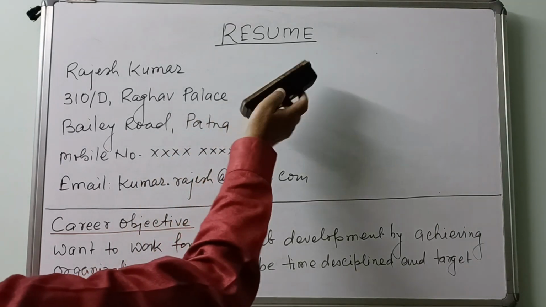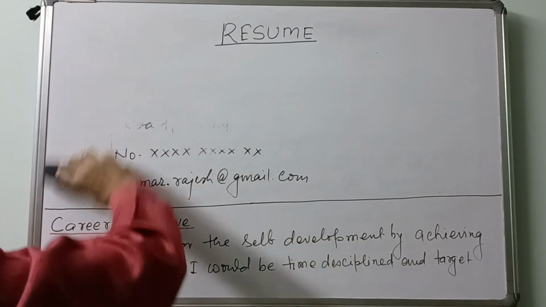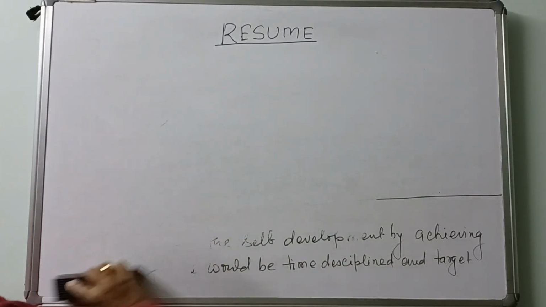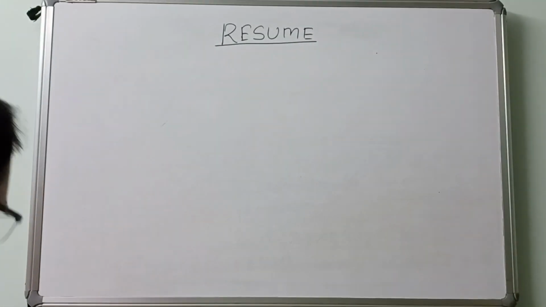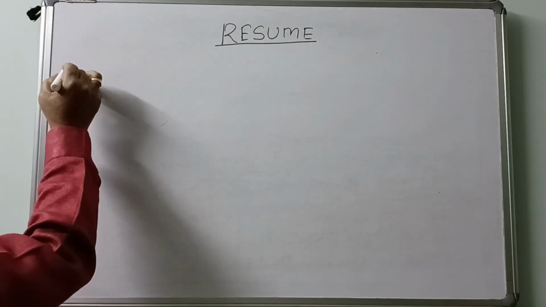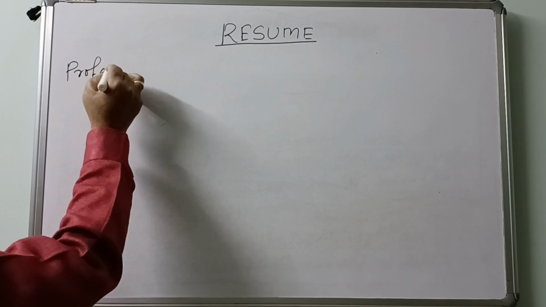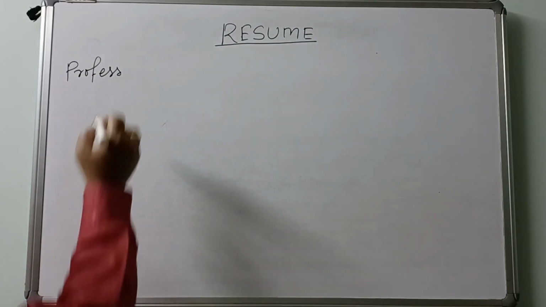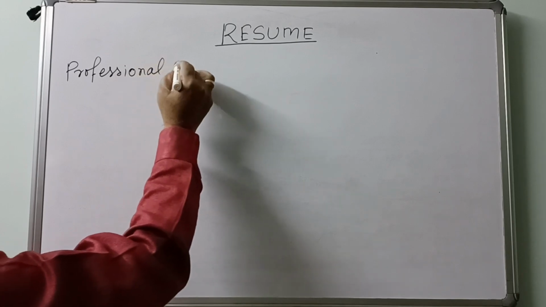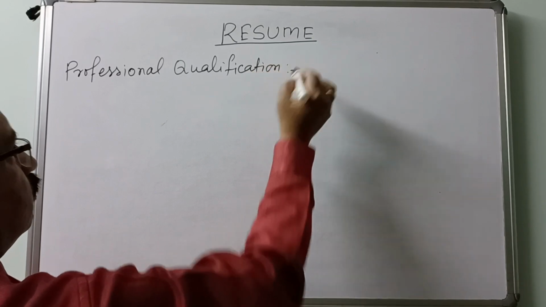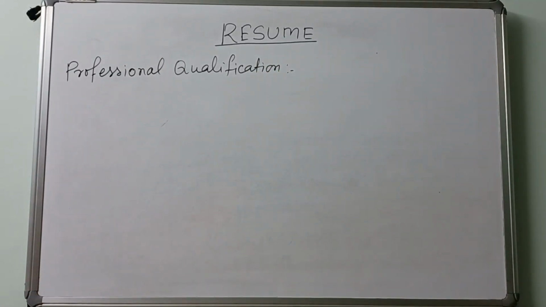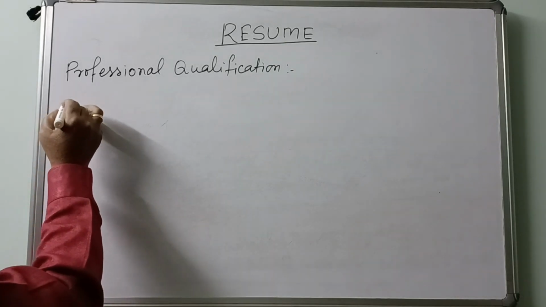Now I am going to rub it. After the career objective, we are going to write down the professional qualification. So now we are going to write here. Another important thing, professional qualification, right? As we know, it all depends upon your question. If you find that nothing has been written in the professional qualification, you can add from your side.